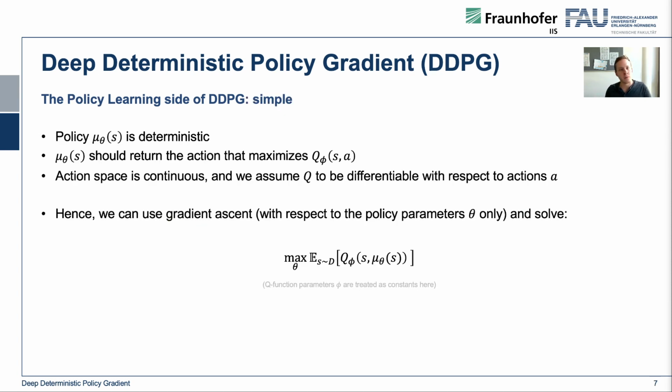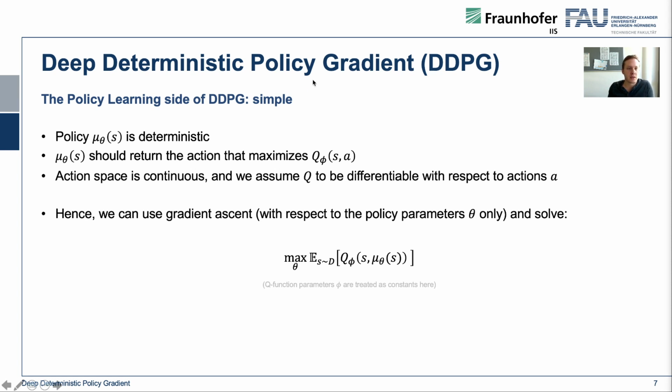While you might think that this is the harder part of the two, it turns out it is not that critical, because our policy mu is still a deterministic one. Our policy is defined in a way that mu theta of s returns the action that maximizes our Q function, and if we put this action inside our Q function, we get the Q value of this action.